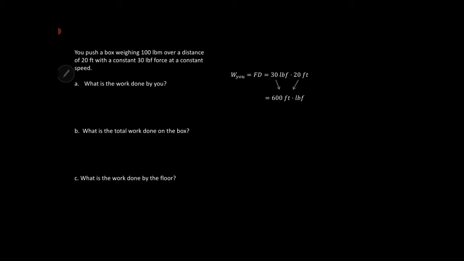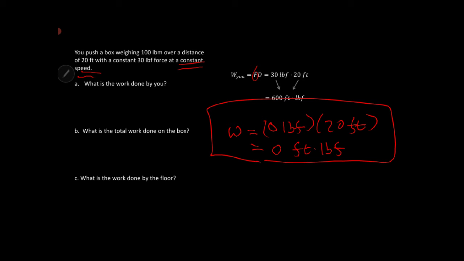Next, we want the total work done on the box. Okay, the total work done on the box. So that's the work done, right? Which is the net force. Well, it's a constant speed. If it's a constant speed, what is the net force? 0. So we have 0 pounds of force here over 20 feet, which means that you have 0 foot-pounds. Okay, so when you have no net force, then you don't have any work.